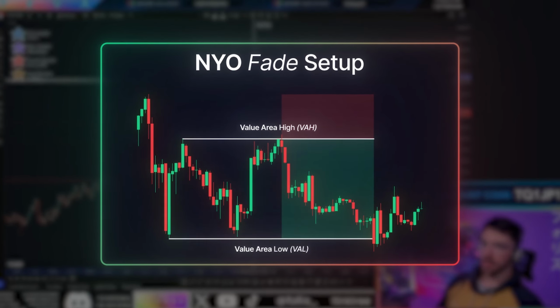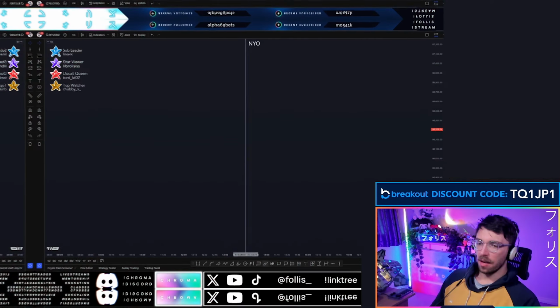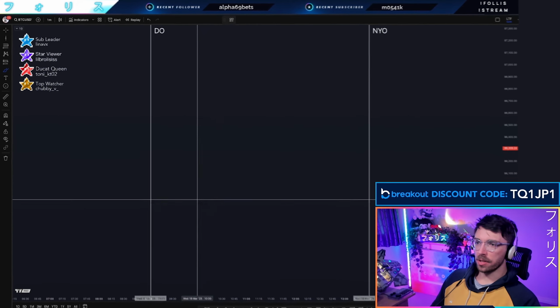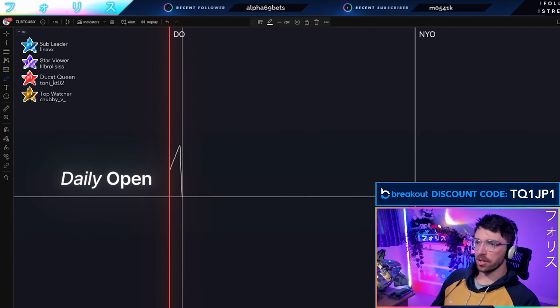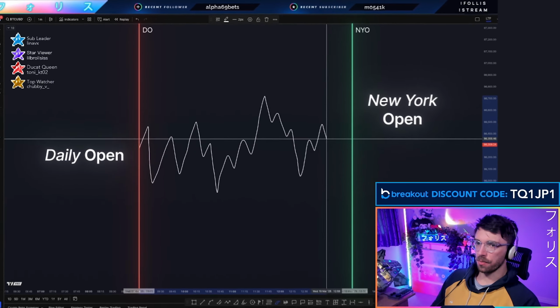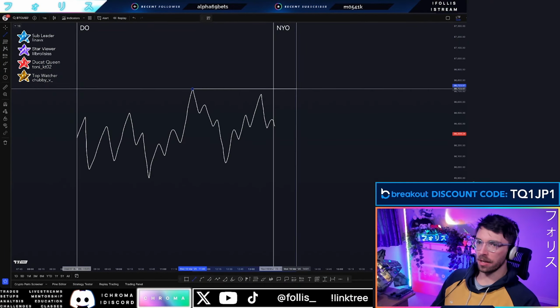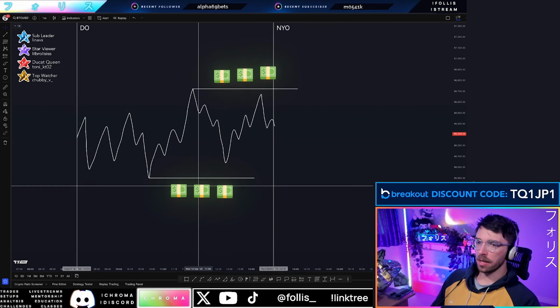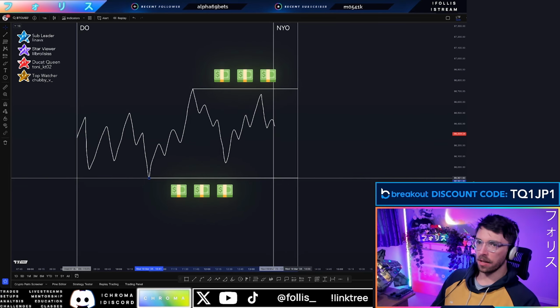The New York Open fade setup is fairly simple. If you get an inside day or a ranging day, let's say daily open is here, and the price action leading up to New York is mostly range bound, but importantly, you have untapped liquidity either side of the daily range.